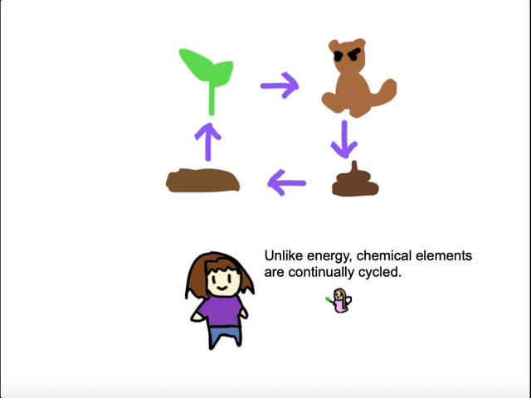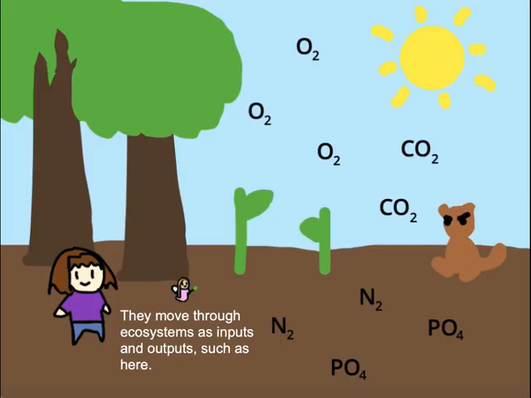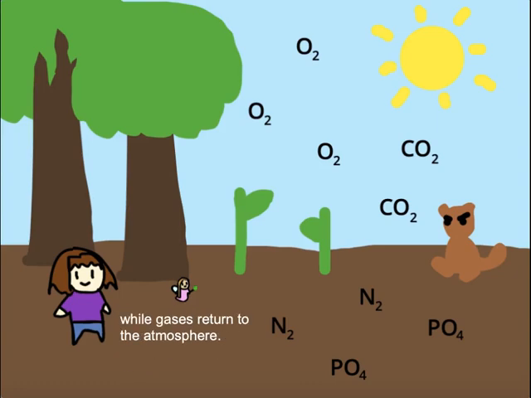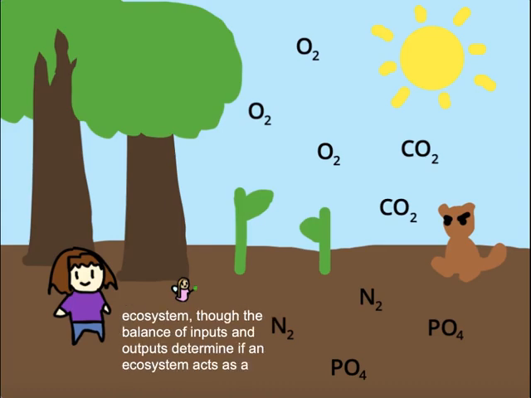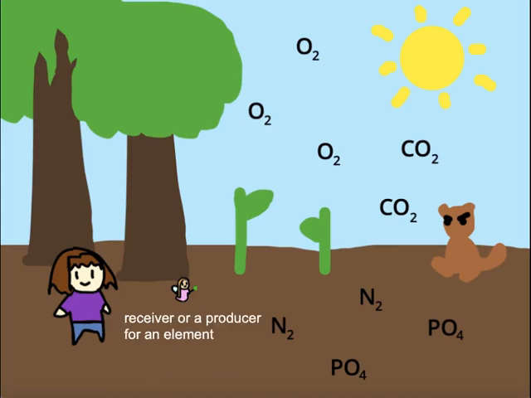Unlike energy, chemical elements are continually cycled. They move through ecosystems as inputs and outputs, such as here. Nutrients in the soil come from rainwater or underground minerals, while gases return to the atmosphere. These inputs and outputs are still small in comparison to the amount cycled throughout the ecosystem, though the balance of inputs and outputs determine if an ecosystem acts as a receiver or a producer for an element.